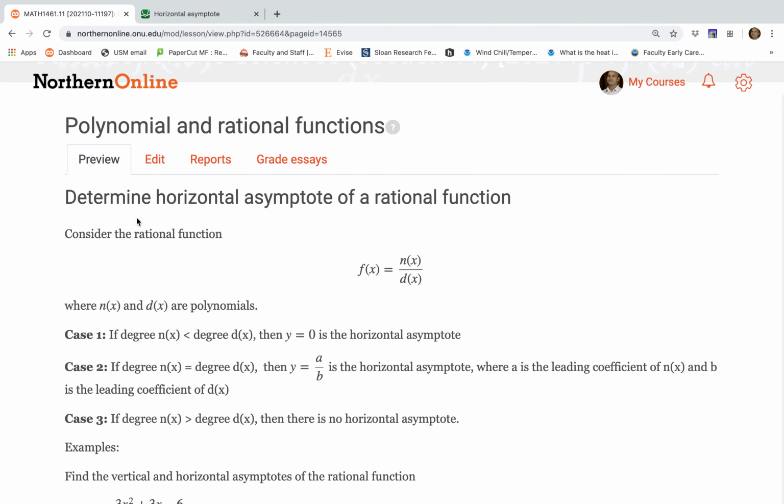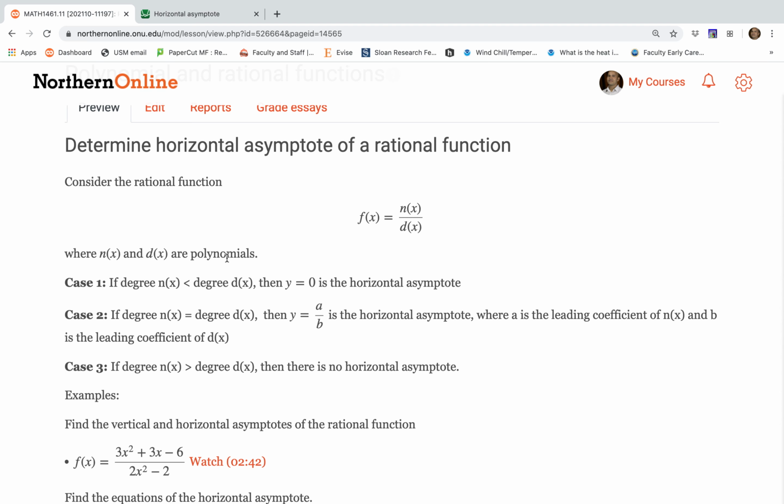Now we'll learn how to determine the horizontal asymptote of a rational function. So let's consider a rational function, where the numerator polynomial is represented by n of x and the denominator polynomial is represented by d of x. It's very easy. What you just need to know is how to find the degree of the numerator and denominator polynomials and compare them. If the degree of the numerator is less than the degree of the denominator, then y equal to 0 is the horizontal asymptote.